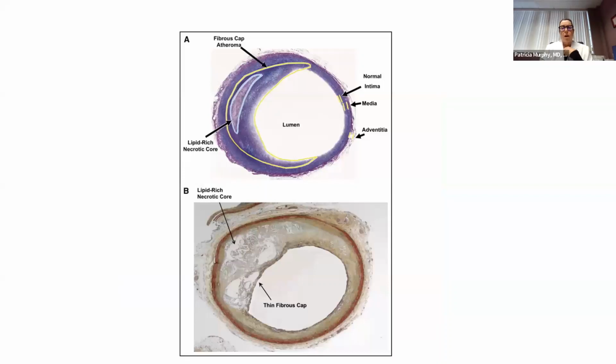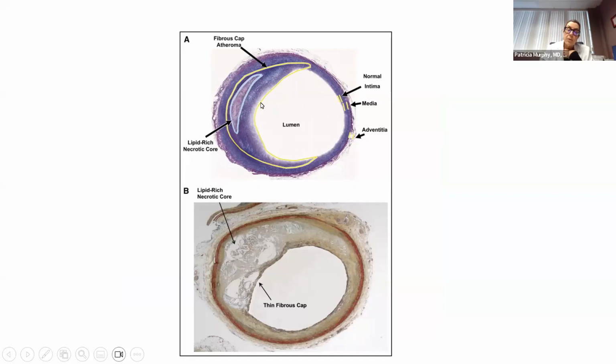These pictures are of actual specimens of plaques, and you can see the lumen is the opening. And in both of these pictures, the opening is wide open. You would not have any kind of symptoms from either of these plaques. This one is a smaller looking plaque with the fat or cholesterol in here, and here's the fibrous cap.